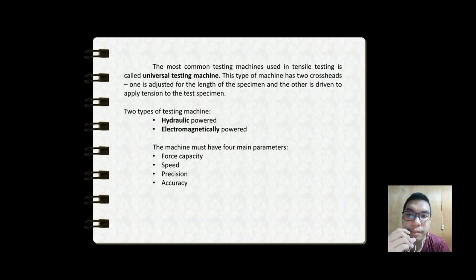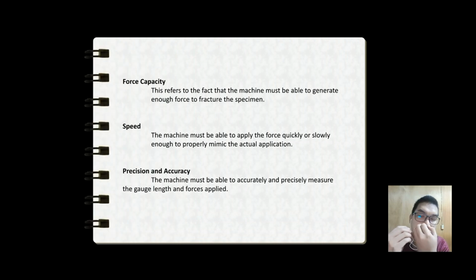The machine must have four main parameters: the force capacity, speed, precision, and accuracy. Force capacity refers to the fact that the machine must be able to generate enough force to fracture the specimen. So if you have a harder material, then you need a machine that has a much greater force capacity. Speed: the machine must be able to apply the force quickly or slowly enough to properly mimic the actual application. Precision and accuracy: the machine must be able to accurately and precisely measure the gauge length and force applied.